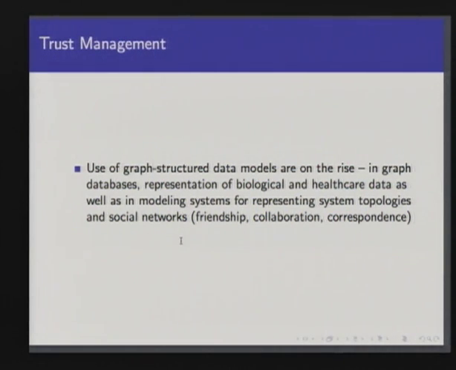So, motivation. As we all know, graph structured data and models are on the rise in graph databases, in biological and healthcare data, as well as modeling system and network topologies and social networks, for example, friendship, collaboration, and correspondence. It is a very prevalent and commonly used data structure. For example, Facebook, LinkedIn, Twitter. These are all graph structured data which connect different communities, different groups. In this data structure, there are nodes and edges, and there are different kinds of relationships between those nodes and entities.